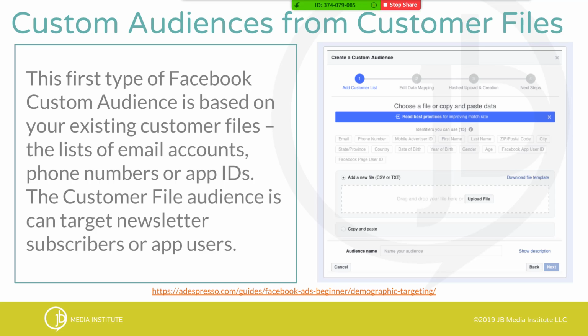The customer file audience can also target newsletter subscribers and app users if they're signing up for your application. You can see from the screenshot on the right, there are actually 15 different identifiers you can use. People are most familiar with email, as commonly what's being used. If you're tracking apps, then you might have the app IDs, and phone numbers are another popular identifier. But you can also use first name, last name, zip codes, cities, all of that to build this custom audience. So if you're doing deeper CRM work, with customer relationship management tools where you're building a strong database of your prospects or existing customers, then you're going to have the ability to build these customer files.